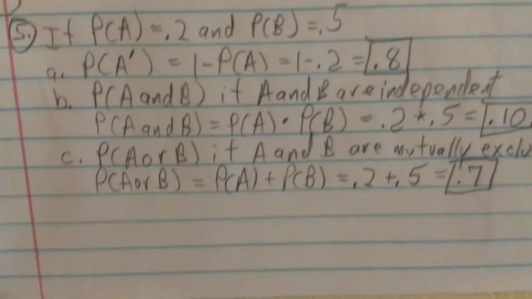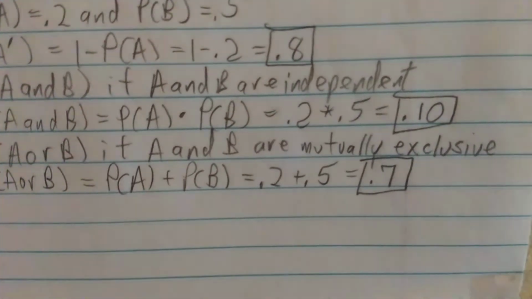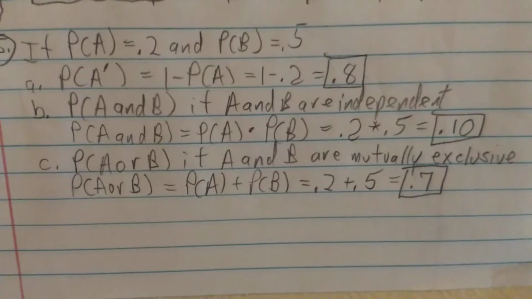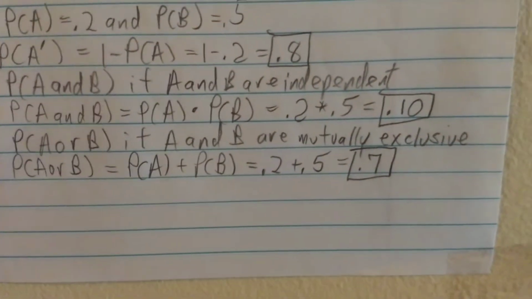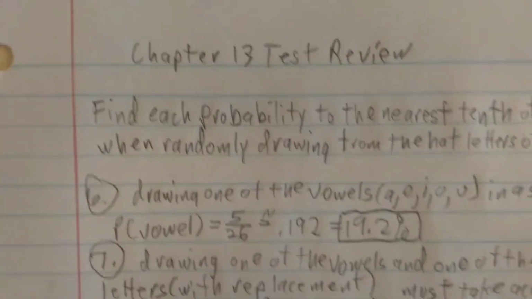Then we want to know P(A or B). If A and B are mutually exclusive, they have no overlap. In that case, you just simply add them. So P(A or B) is P(A) plus P(B), which is 0.2 plus 0.5 equals 0.7.